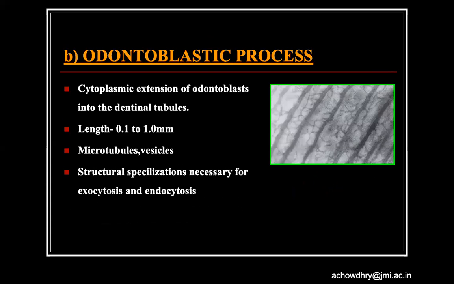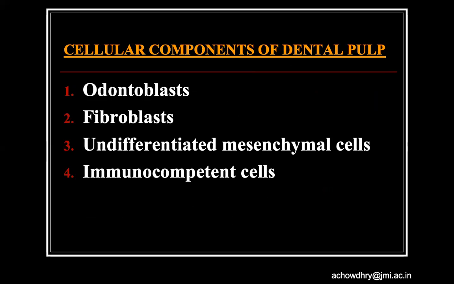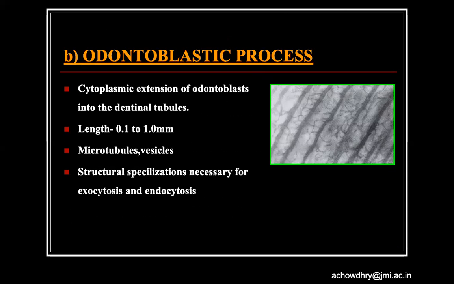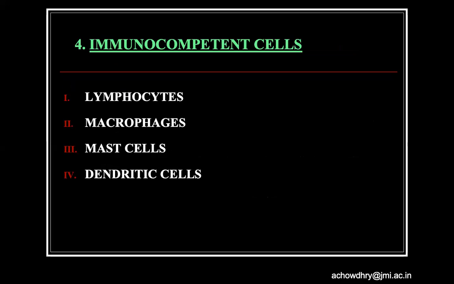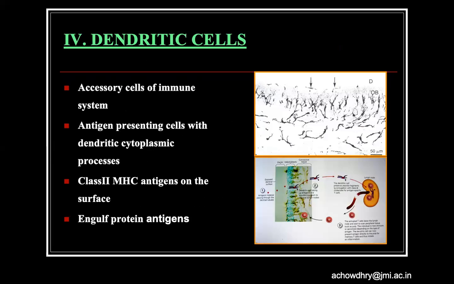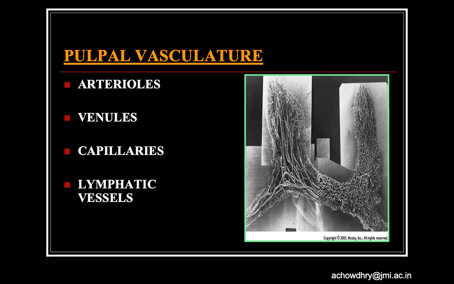So we have learned about various cellular components, that is odontoblast, fibroblast, undifferentiated mesenchymal cells, and immunocompetent cells. These are the cellular components of dental pulp. So we have read about most of the structures.